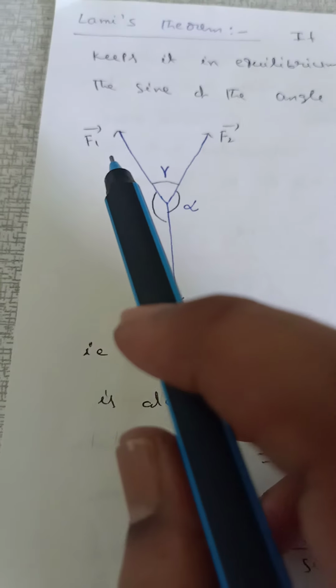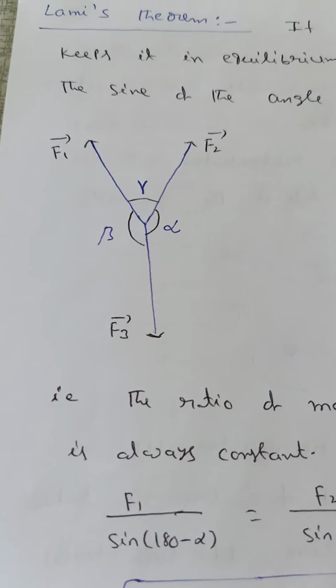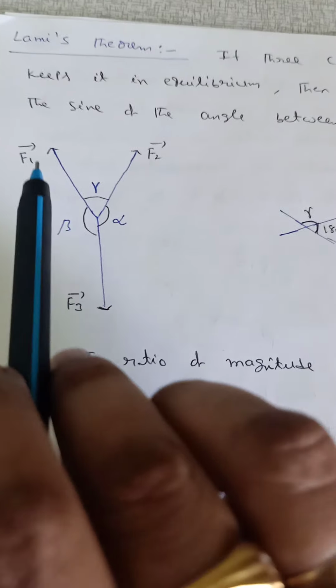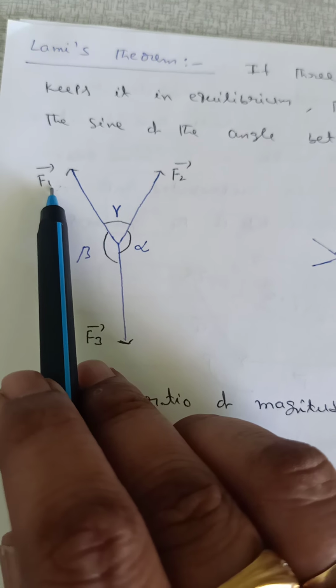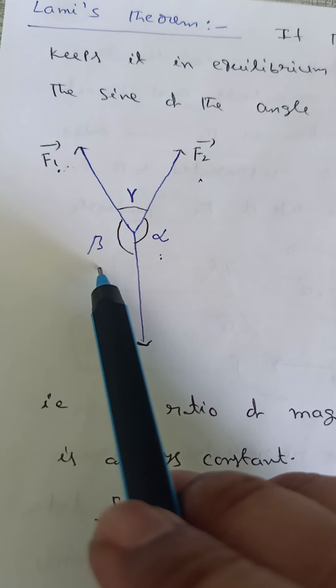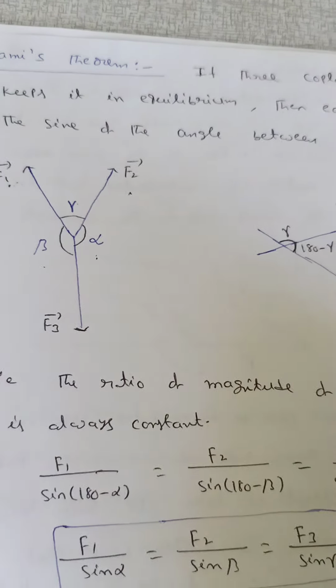Suppose F1, F2, F3 lie along the same plane. That means F1, F2, F3 are coplanar forces. Suppose F1 is directly proportional to sin alpha, where alpha is the angle between F2 and F3, F2 is directly proportional to sin beta, and F3 is directly proportional to sin gamma. This is Lami's theorem.